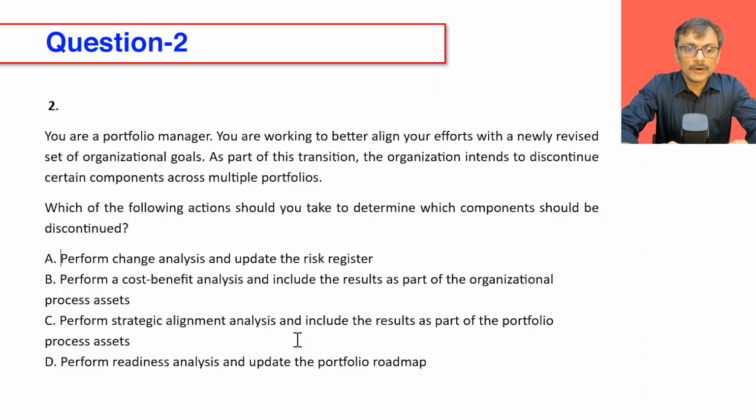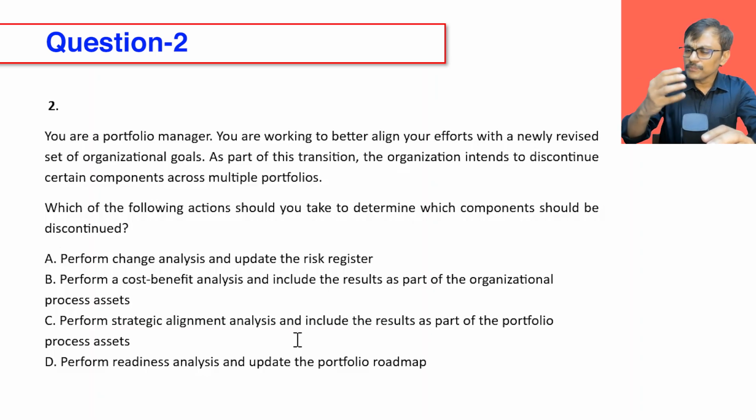Let's see option B. Perform a cost benefit analysis and include the result as a part of organizational process assets. I can do cost benefit analysis, but actually it is not an issue of per component. It's an issue of us bringing our portfolio back as per the strategic alignment. So I probably want to see some higher level action rather than just component level analysis. Second, putting the result of cost benefit analysis into organizational process assets also looks a little odd because my portfolio is still going on. So why should I put it as a lesson learned or historical data for future organization level use? Let's see if we get something better.